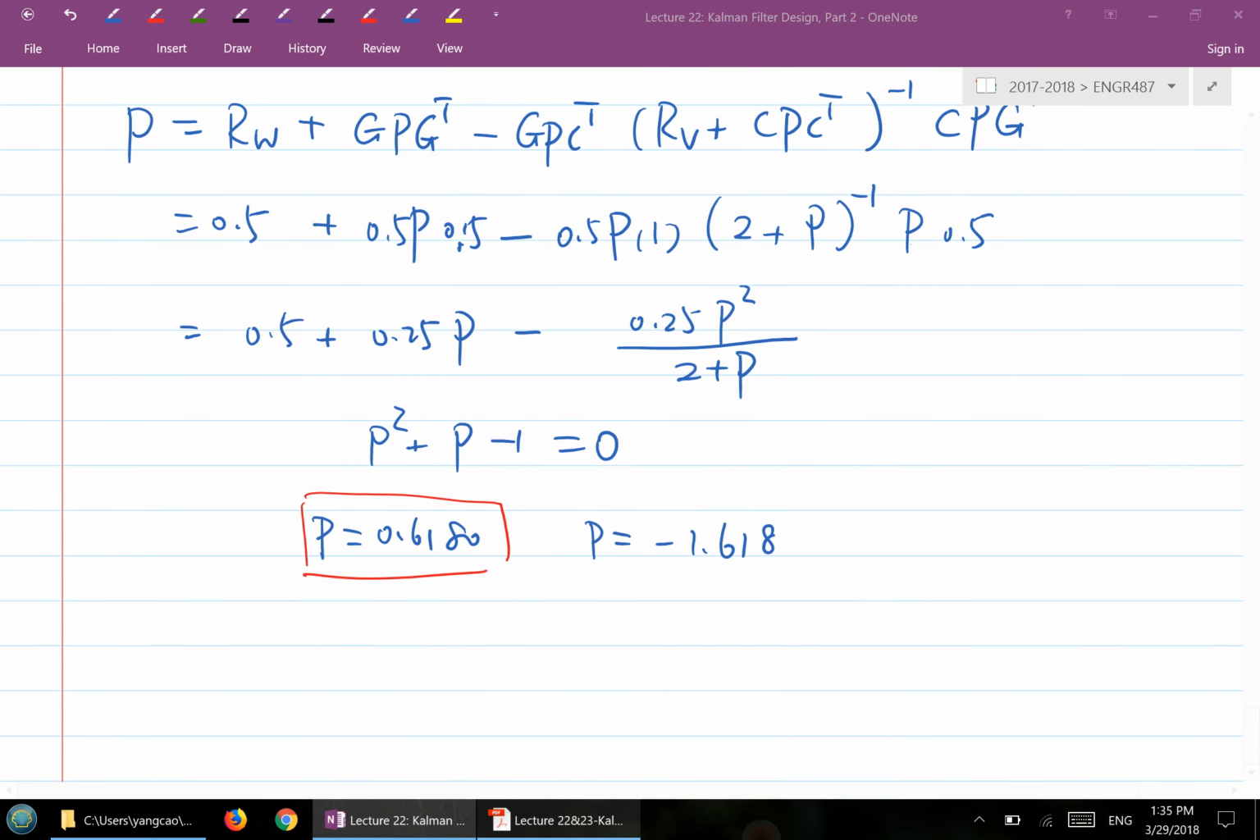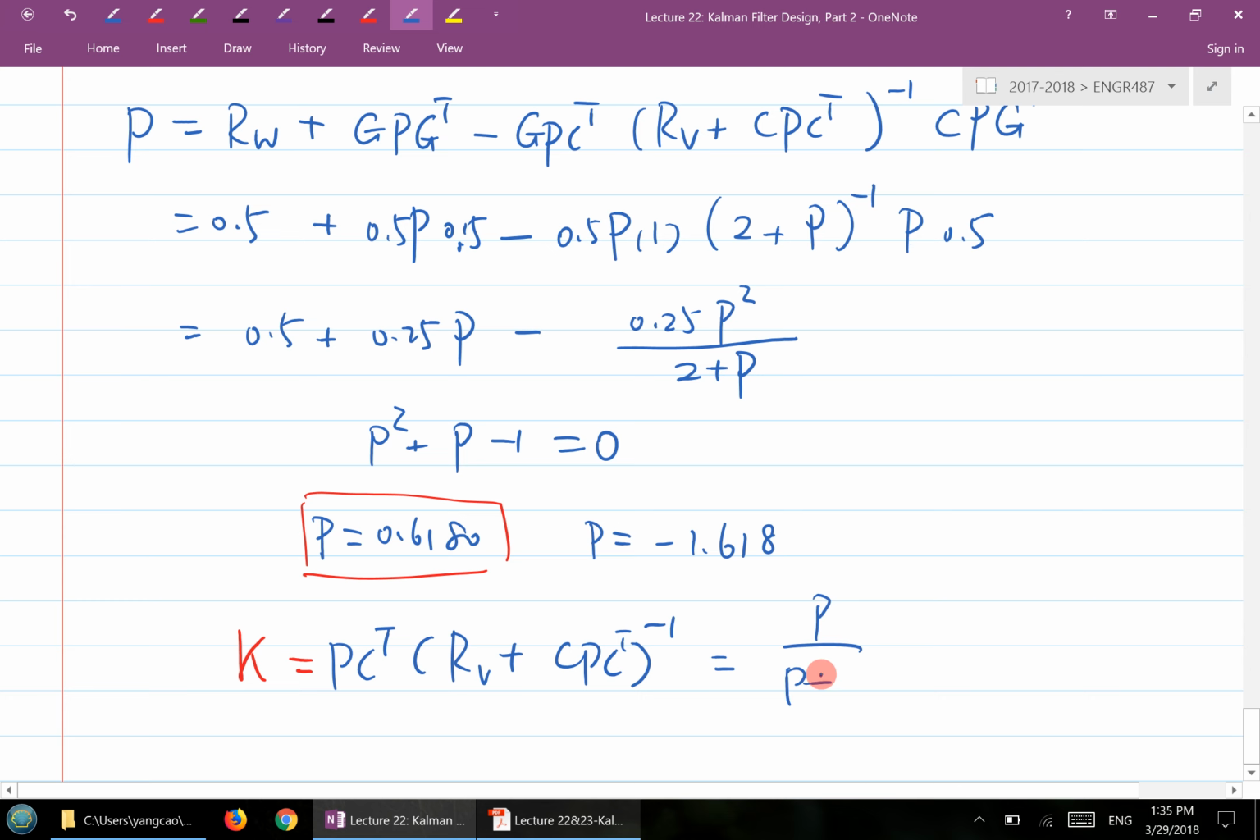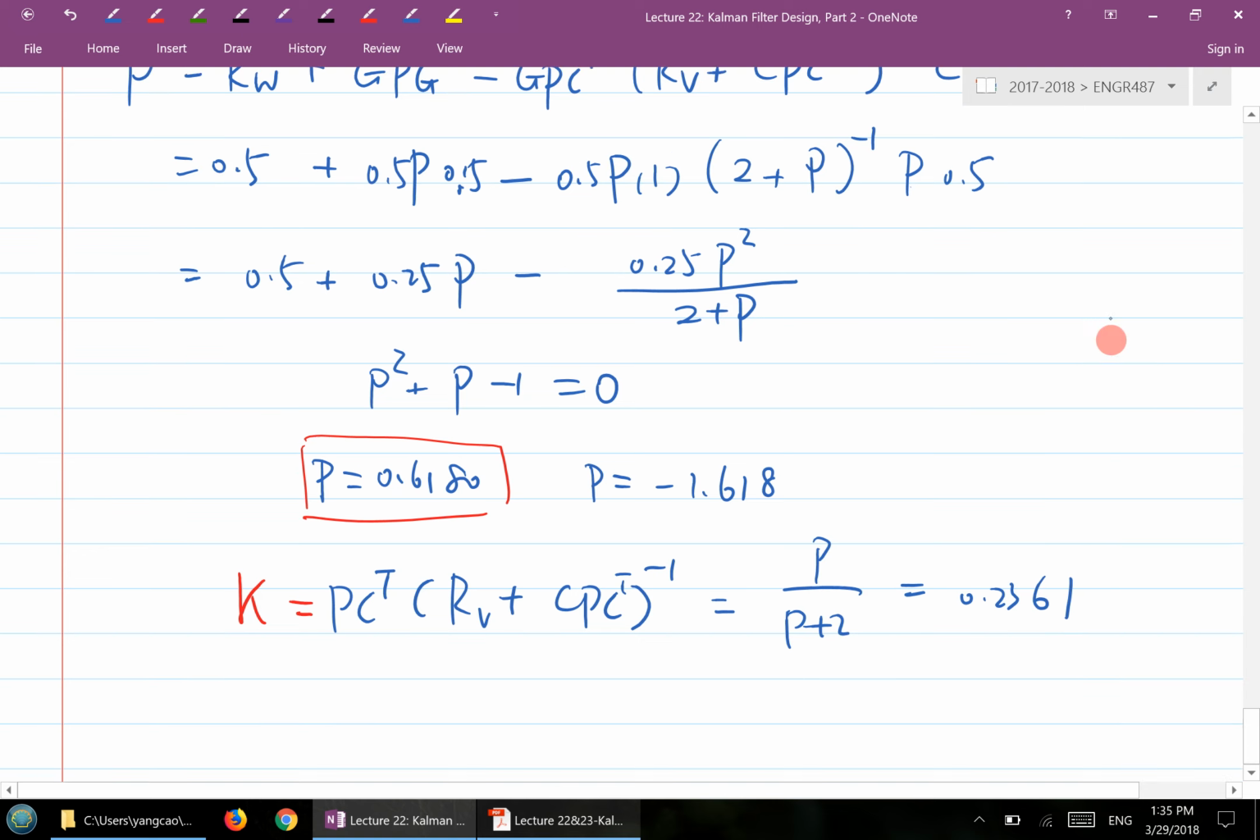Once you get the P, then you can calculate the K, which is K equal to P C transpose, R_v plus C P C transpose, inverse, equal to P over P plus 2, so 0.2361. That's what MATLAB will give you.